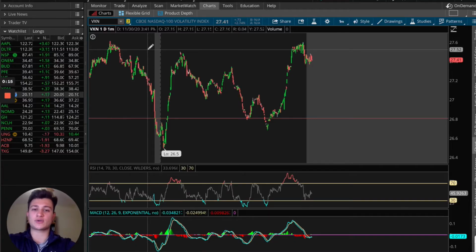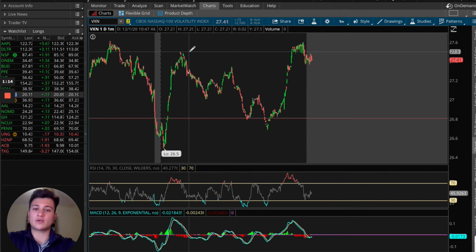All right, so what you guys are looking at right now is my TD Ameritrade Thinkorswim platform. And what I have on the screen here is ticker symbol VXN, or the VIXN, which tracks the volatility of the entire NASDAQ. And this is something a lot of people don't even know about and definitely don't take into consideration, but I highly recommend paying attention to this before buying or selling any tech stock.